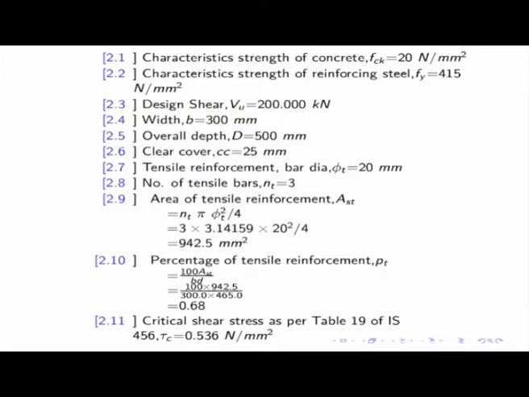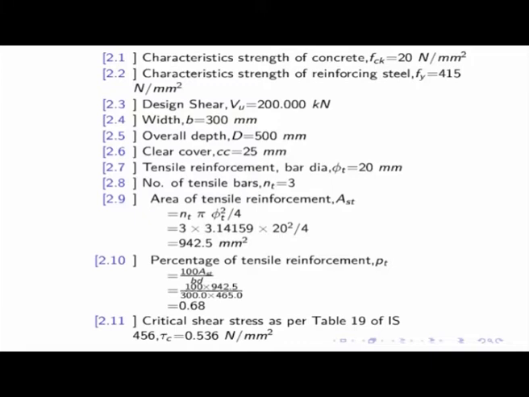Percentage of tensile reinforcement pt = 100 Ast by bd. That value I have used here, 300 into 465, and then you are getting it here. That means 500 minus 25, 475, minus 20 by 2, 10, which is coming effective depth 465 millimeter. Critical shear stress as per table 19 of IS 456 for this value, that is 0.68. So this value I am getting here 0.536 Newton per square millimeter.